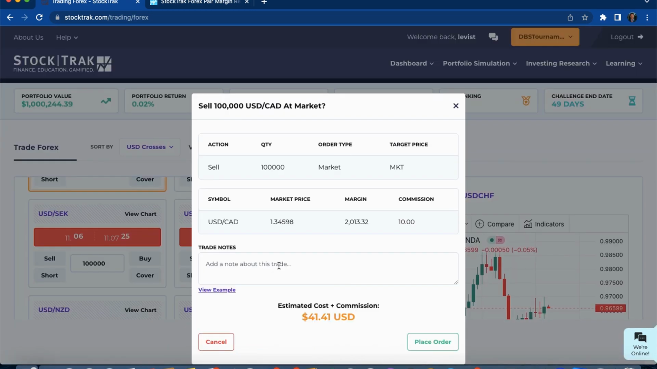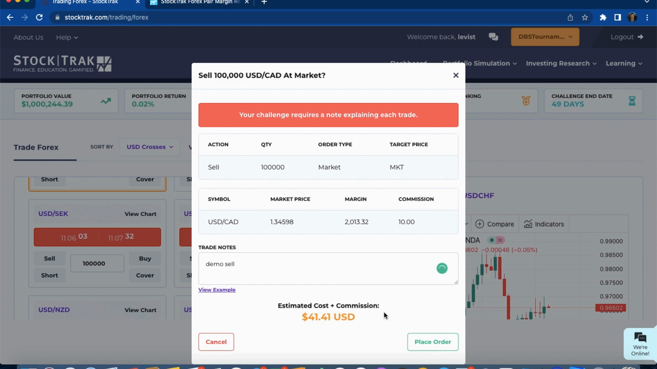So on this page, you can see that I am now selling 100,000, which it already detects that I have in my portfolio. This is the current market price. This would be the margin plus the commissions. So you can see that my estimated cost is $41.41. And that's both of the commissions, so $10 to sell, $10 to buy, plus what I lost in the trade, which ended up being around $21.41. So let's confirm this trade.